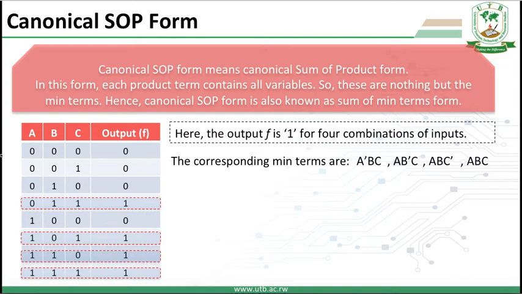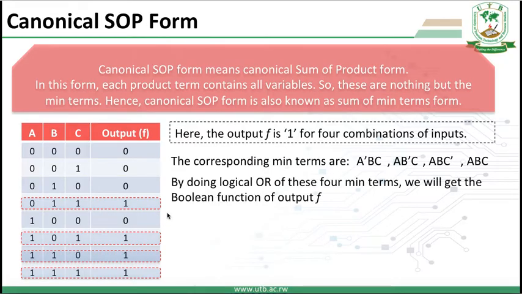This truth table was just randomly given, with inputs and outputs like this. Fine, so let us go and see. Now by doing logical OR of these four min terms, 1 2 3 4 min terms, we will get the Boolean function of output F.